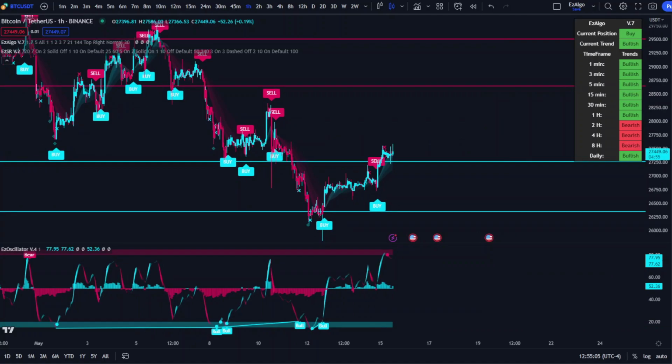I'm making this highly requested video today to talk about the best settings to use for EzAlgo. Now, as you guys know, we have three EzAlgo indicators inside the EzAlgo bundle. We have V7, EzSR V2, and the EzOscillator V4.